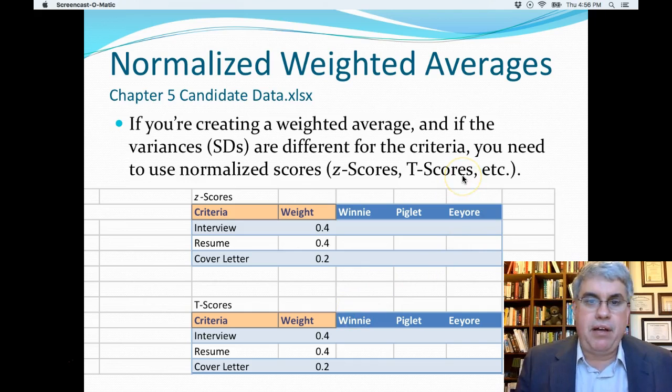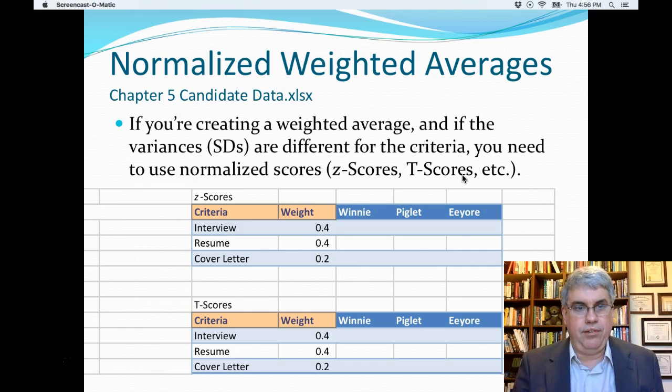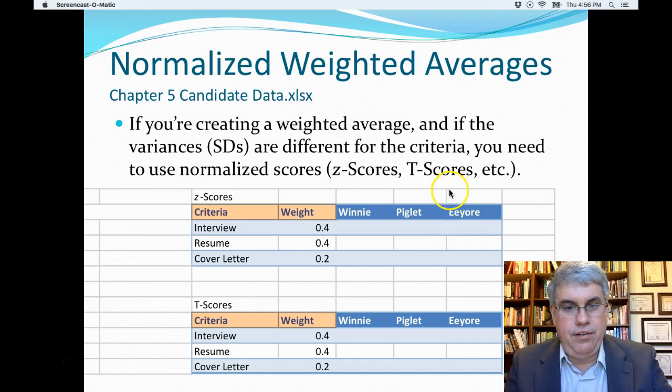Now let's talk about normalized weighted averages. Let's suppose that we are working on trying to figure out the best candidate, and we want to show people our calculations, but we don't want to show them a bunch of decimals. So instead of showing them the z-scores, we're going to show them the t-scores. So let me move into Excel here.